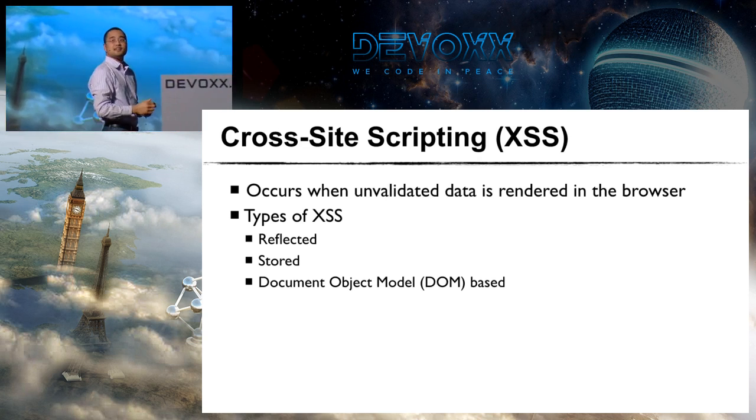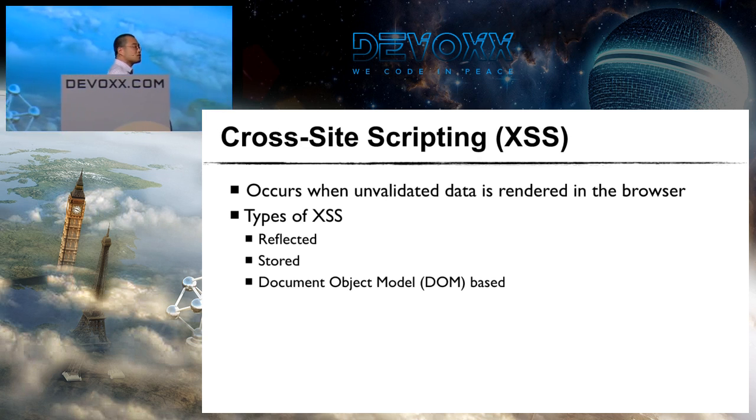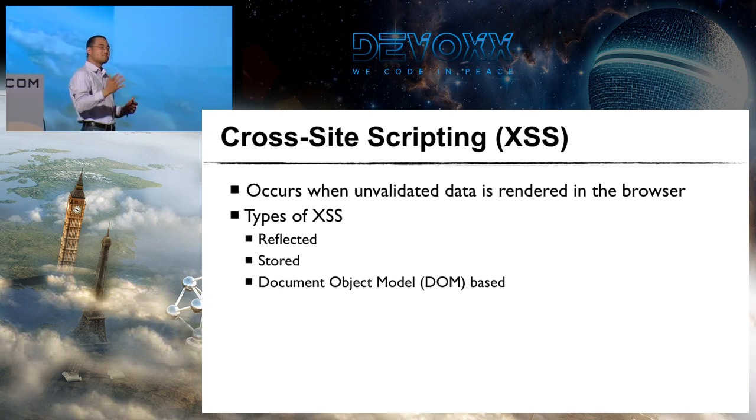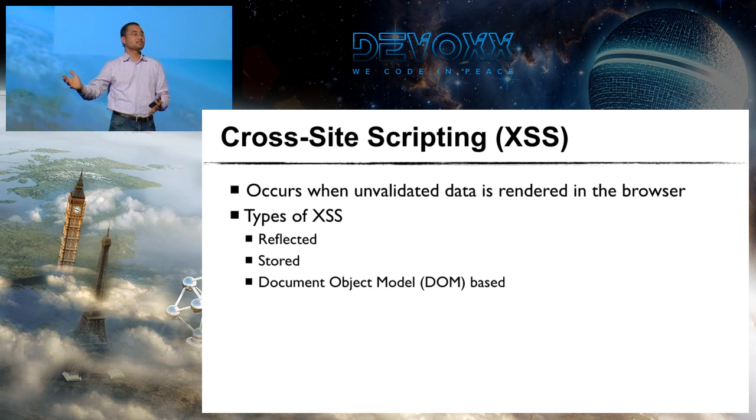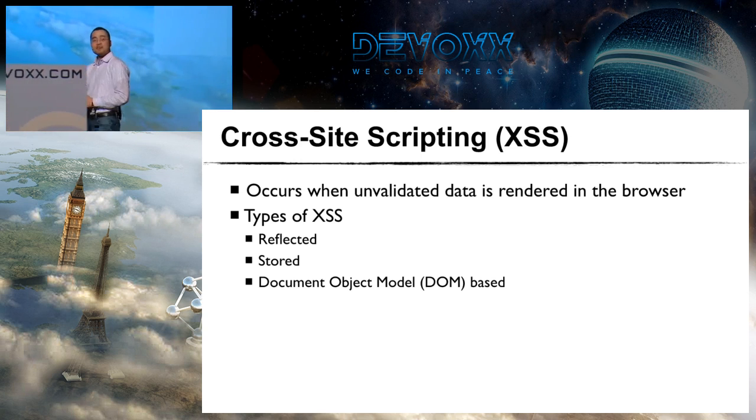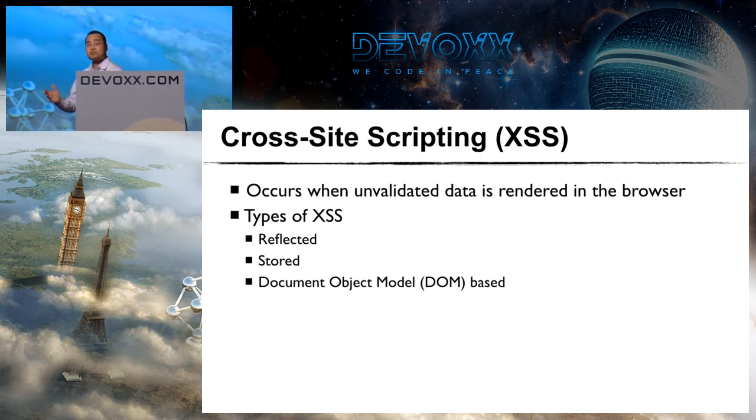Excellent. So as you guys know, cross-site scripting occurs when some evil data, some bad data, is sent down to your application all the way down to the browser. And the browser renders this evil data. That's it. The evil data is usually in the form of JavaScript that is then executed on the client side to do some bad stuff.